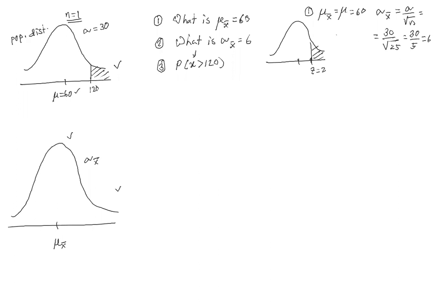We know that. So it's the same as the probability of z greater than 2, which is the same as 1 minus the probability of z less than 2, which is 1 minus 0.9772, which is 0.0228. That is the same as 2.28%.